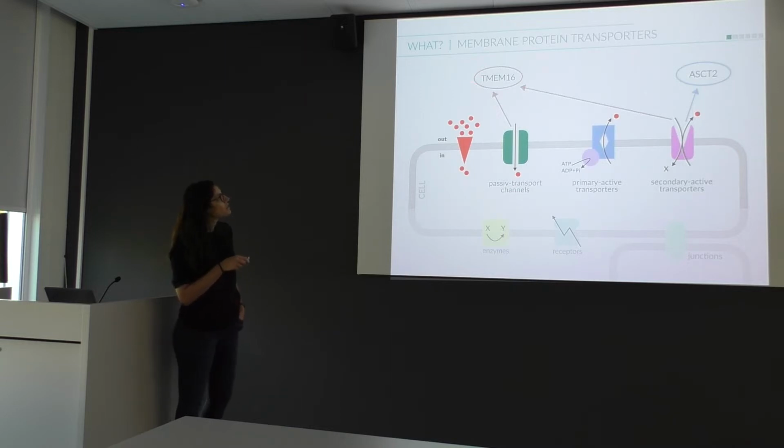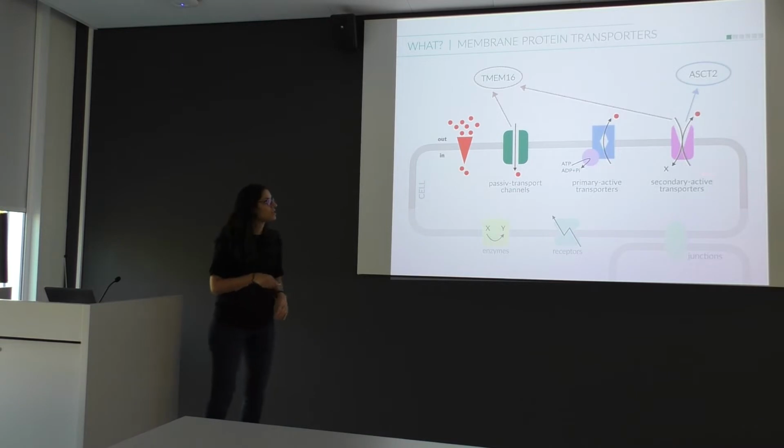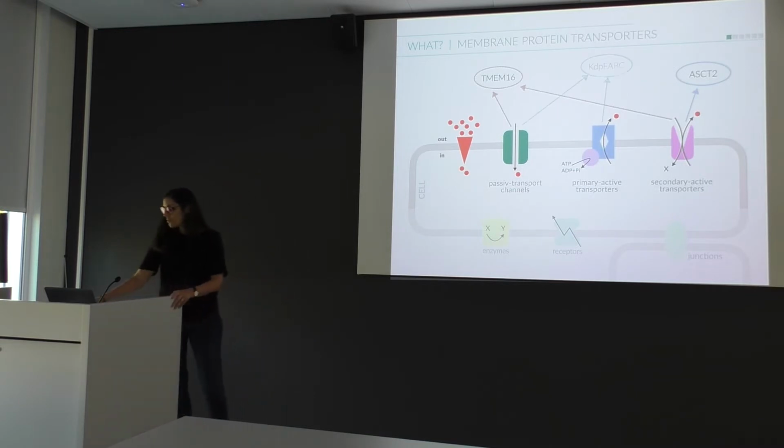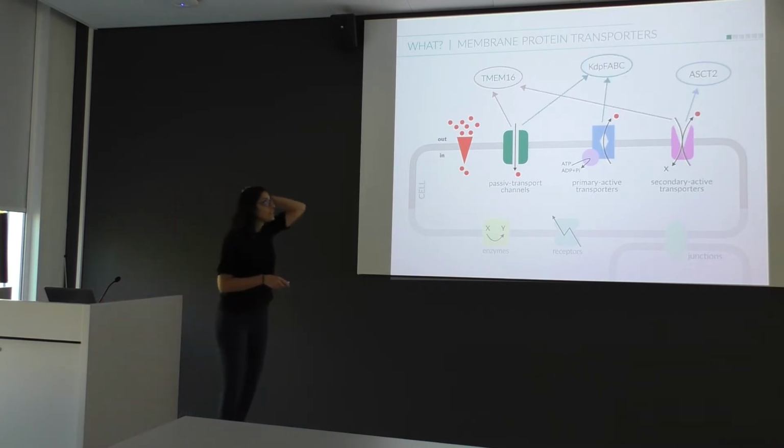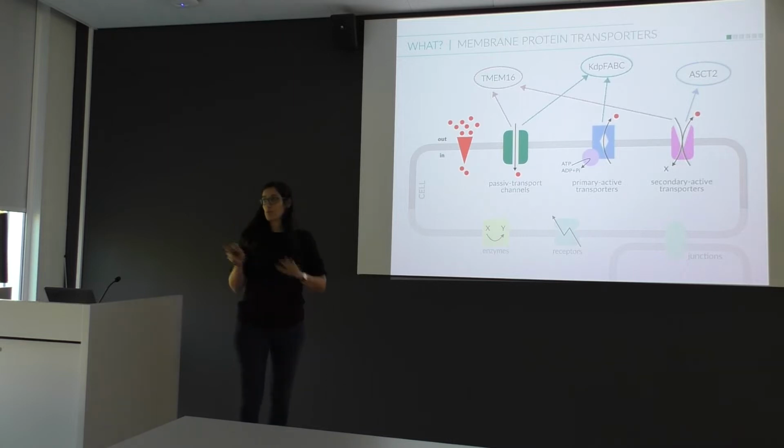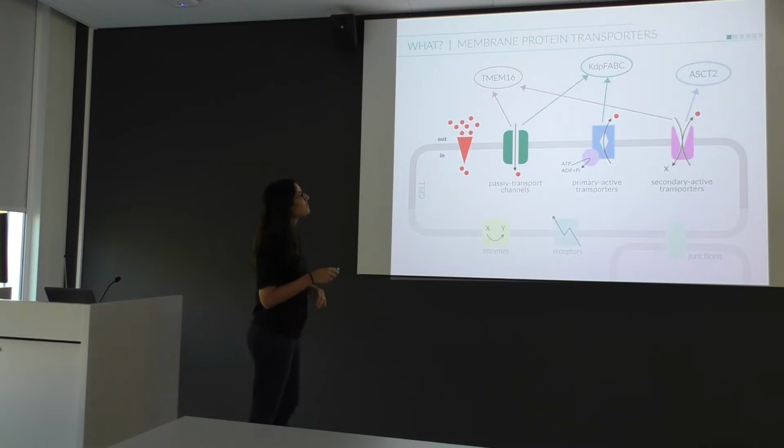One of them is the TMEM16 family, whose members can act as channels or lipid scramblases, which from a technical point of view would classify as secondary active transporters. And what I'm going to talk about today is the KDP-FABC complex. We were just discussing these terrible names. I'm sorry for this, I can't do anything about it. I did not invent the name.